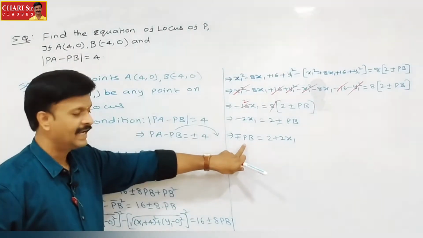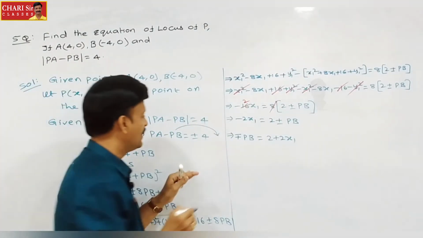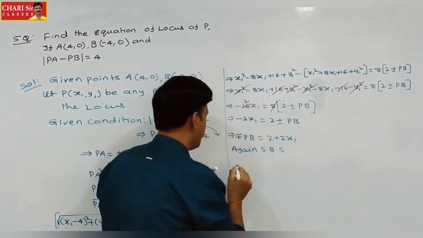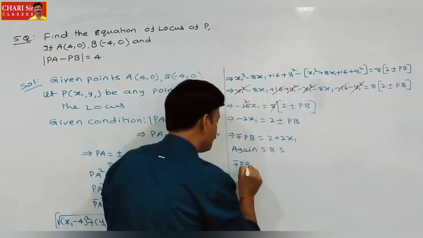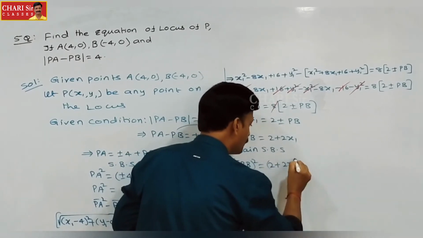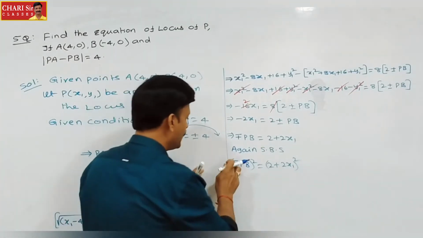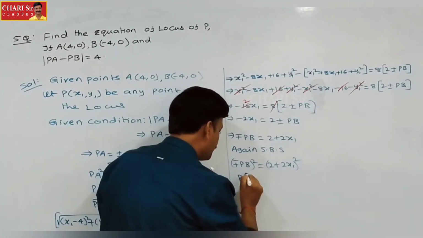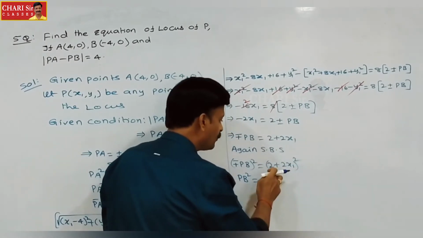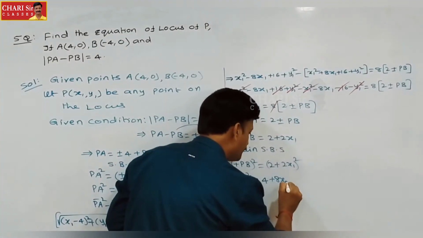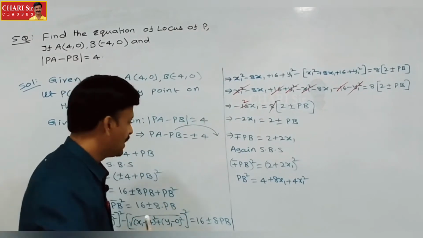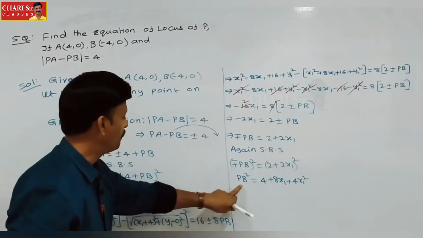Now PB is there again, so we need to square on both sides again. That is minus or plus PB whole square, which is equal to 2 plus 2x1 whole square. So PB square is equal to 2 plus 2x1 whole square, which is 4 plus 2ab, 2 into 2 into 2, 8, 8x1 plus 2x1 whole square, that is 4x1 square, like this.